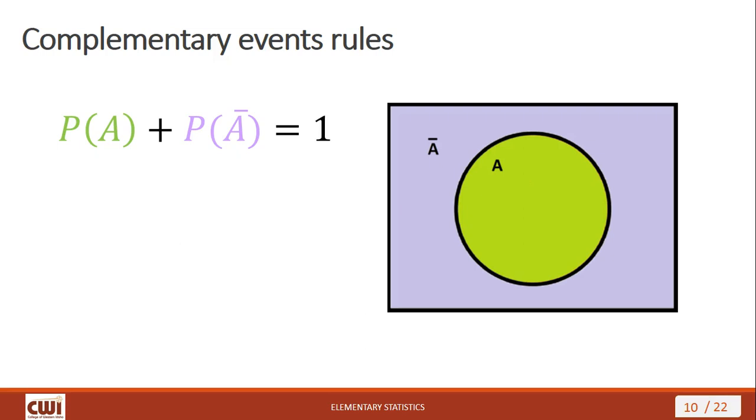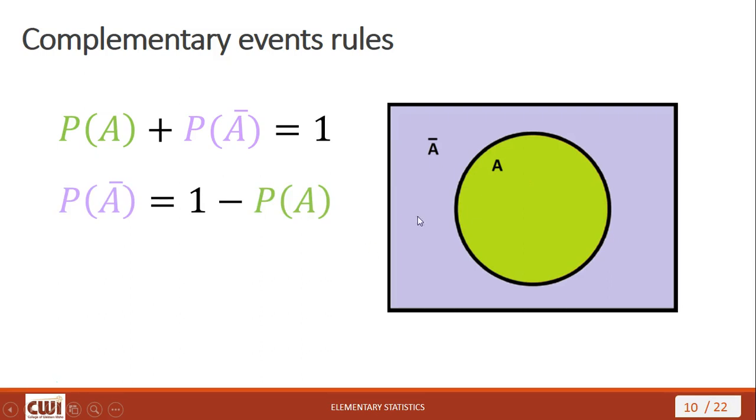1 is everything. It's 100%. That's all you can have. So the totality of everything that we have is bounded within our rectangle, and we have A. Everything that's not A is outside the circle for A. Therefore, we add both of them together and we get the entire total sample space.